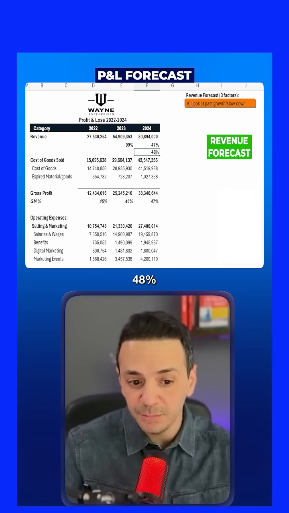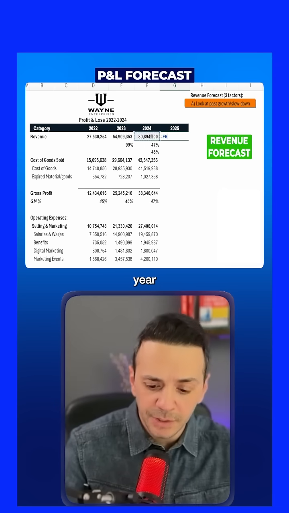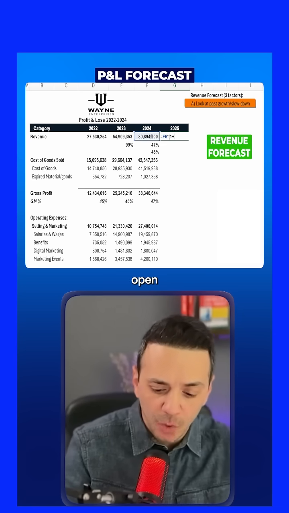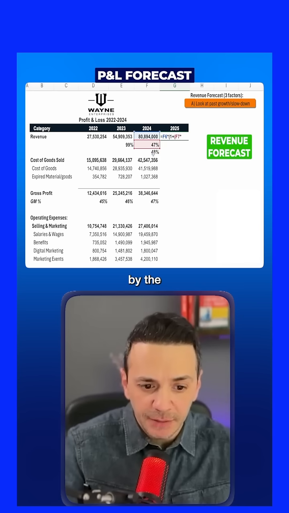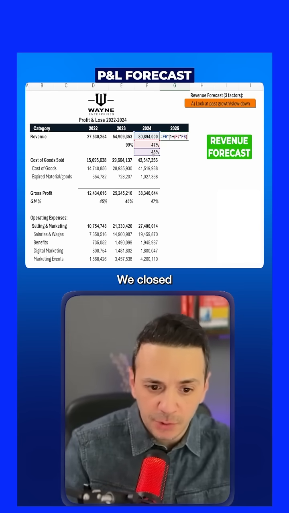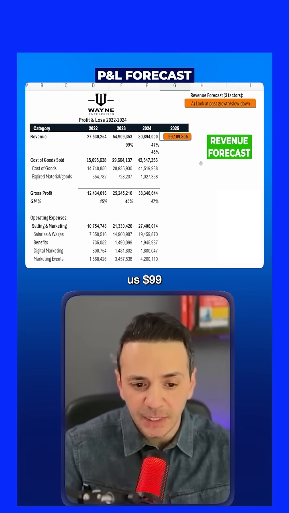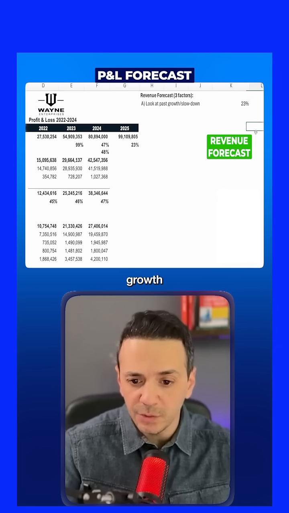That was 48%. And we'll say the revenue is going to be revenue from prior year times 1 plus open parenthesis, the growth from last year multiplied by the growth slowdown. We close the parenthesis and hit enter, and that's going to give us $99 million for 2025. We get 23% growth in revenue.